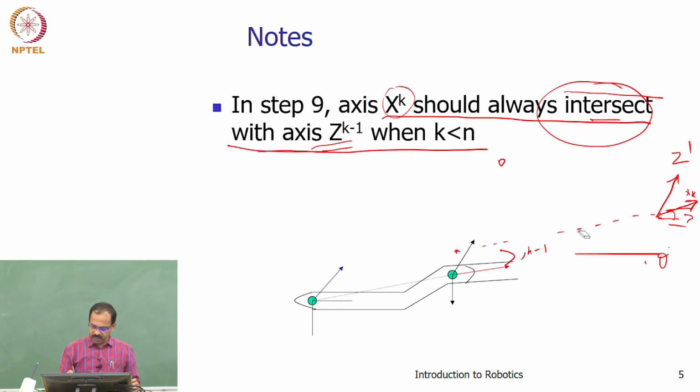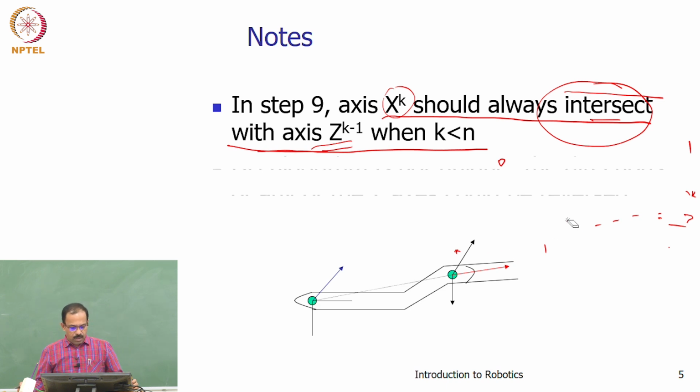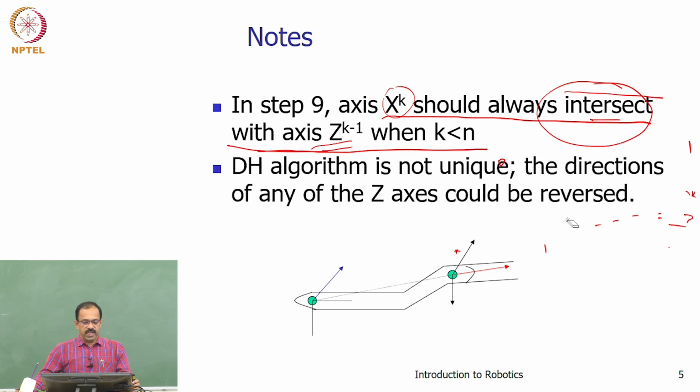Okay, so this is what I already explained. And as I mentioned, it is not unique. The direction of any of the z axes could be reversed, and therefore you will get a different assignment of coordinate frame also. But once you assign the z axis, you should follow that it should be a right-handed coordinate frame, and all other rules are applied. So, I hope you understood how we assign coordinate frames and then get the DH parameters.